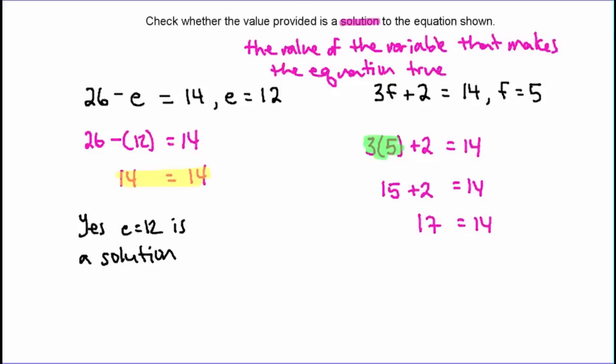Now in this case, I have a different statement of equality. I have here saying that 17 is equal to 14. Well, that's actually not the case. They are not the same. So I say no, f equals 5 is not a solution. And that's how we can go through and check whether a given value is in fact a solution for an equation.